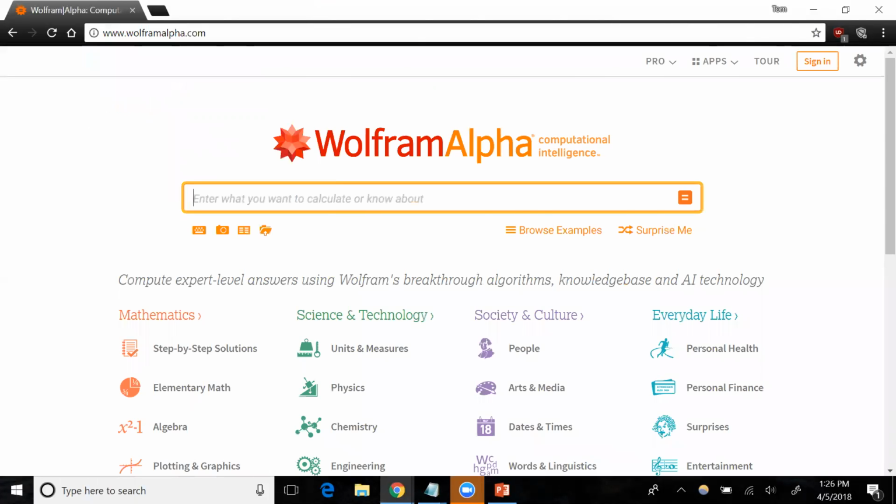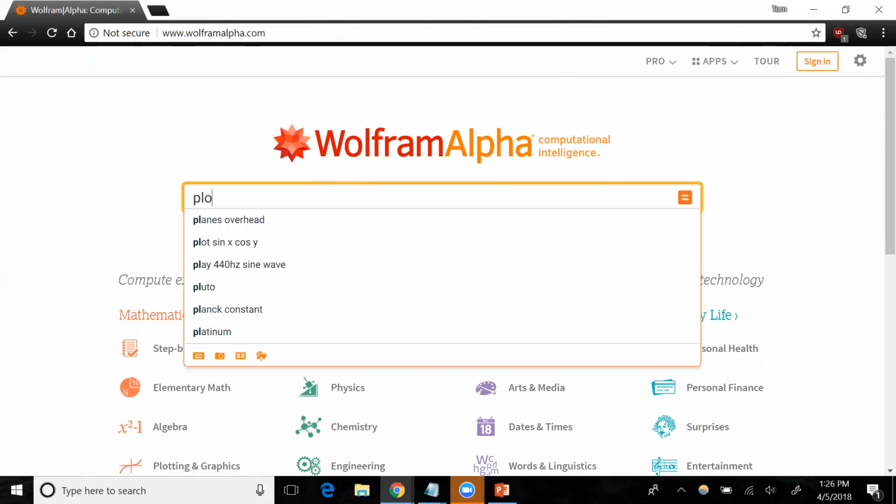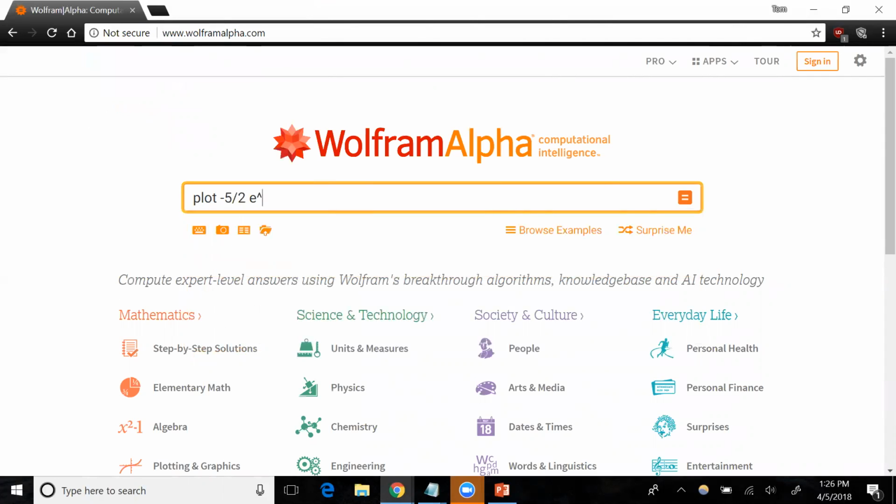So what are the time constants? Well, these time constants are tau, as you know, 3 seconds and 1/3 of a second, and 1 second. So if we wanted to plot -5/2 e to the minus t plus 5/2 e to the minus 3t from 0 to 4.